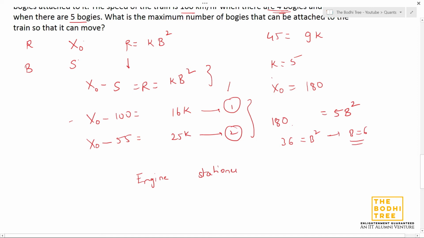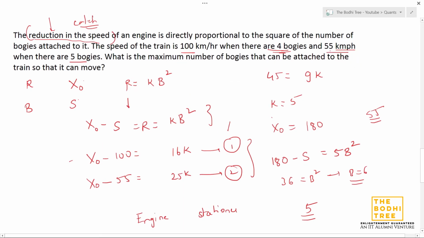Therefore, we are going to need the number of bogies to be just below 6. And we can't have a decimal number of bogies. Obviously, bogies have to be a whole number. So less than 6, the next number is nothing but 5. So if I have 5 bogies, let's say if I put 180 minus s and substitute b with 5, I'll get 25 into 5, 125. If I subtract that from 180, I'll get 55, which is what was given to us. For 5 bogies, 55 is the speed, right?